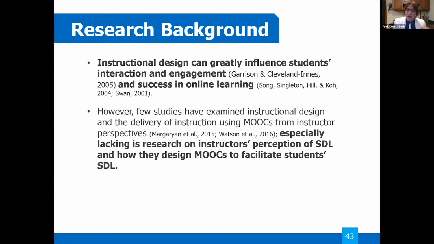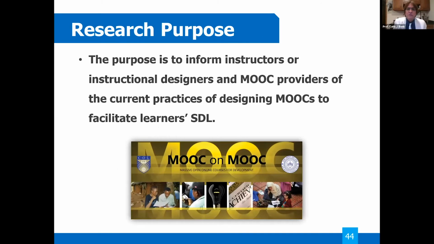So instructional design, according to Randy Garrison and Marti Cleveland-Innes, who was with Sanjaya and I recently in Scotland for our conference, can influence the success one has in that environment. The engagement one has is dependent on instructional design. But few studies have looked at it. So there was a gap, an opening. Especially lacking was a look from the instructor point of view, their lens as the instructor.